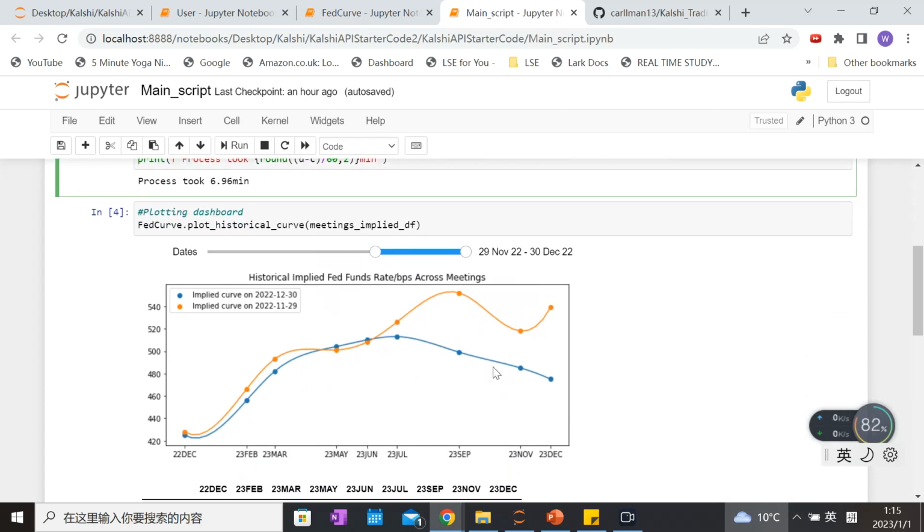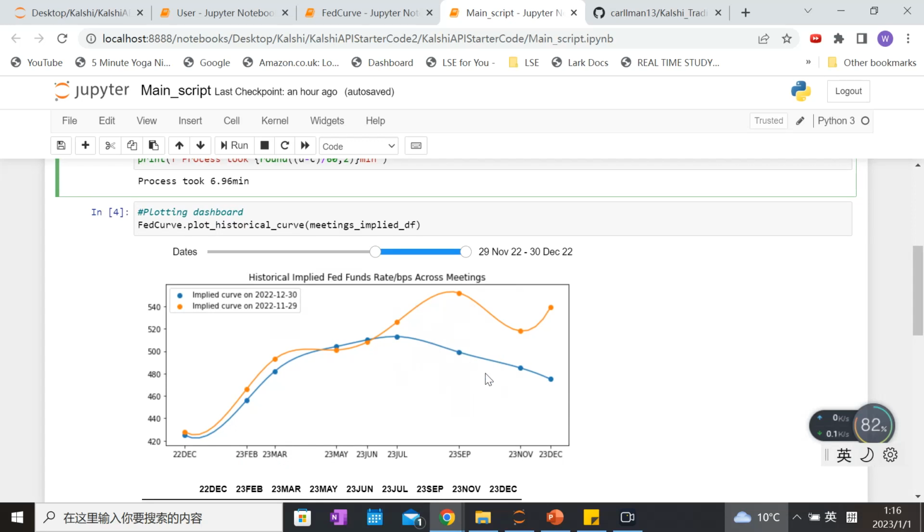For example, the blue curve represents as of December 30th. This is what people expect the Fed funds rate will be on each of the future meetings. And the orange curve represents what people thought the rates at the meetings would be 1 month earlier, so on November 29th.